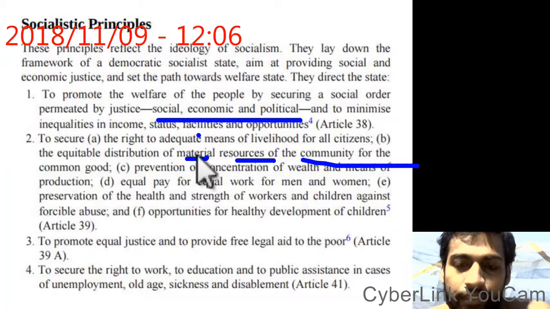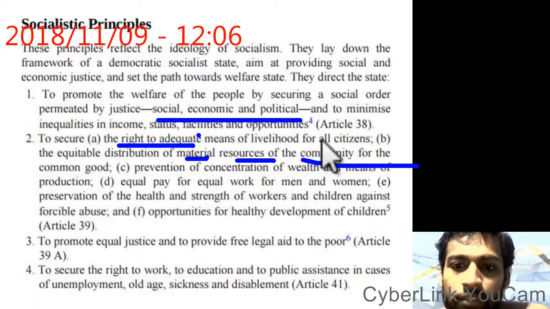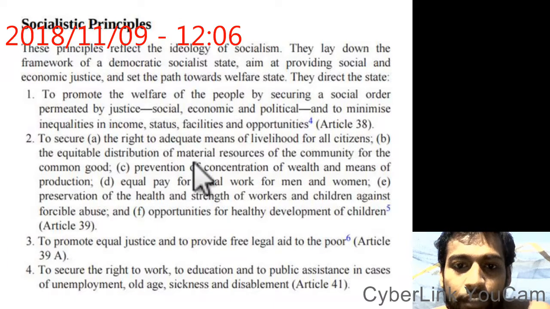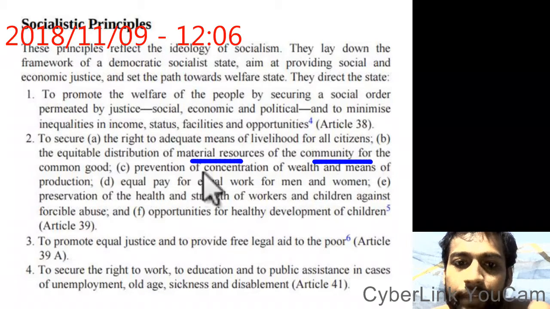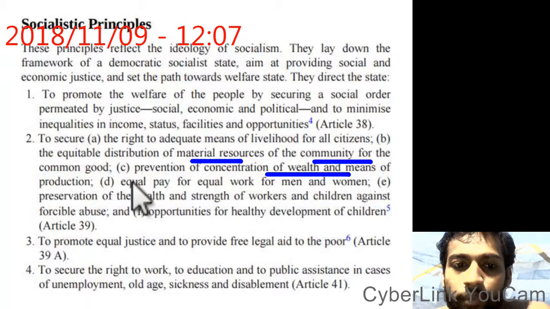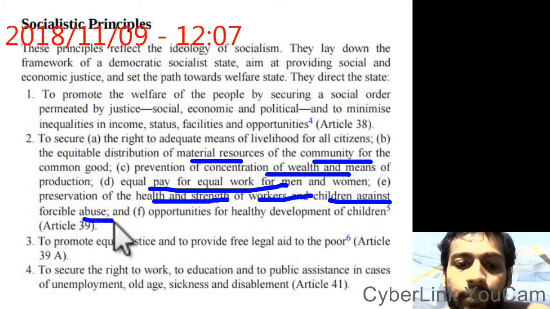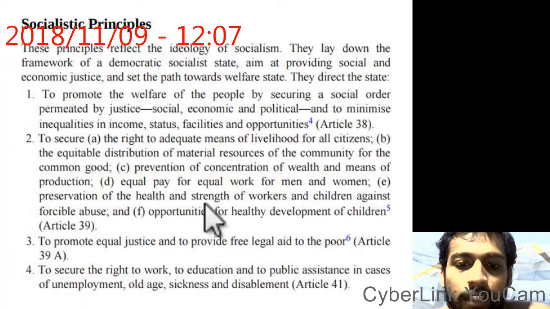And Article 39 describes some important rules: to secure the right to adequate means of livelihood for all citizens, and to distribute material resources equally for the common good, prevention of concentration of wealth and means of production, equal pay for equal work for men and women, preservation of the health and strength of workers and children against forcible abuse, and opportunities for healthy development of children. Article 39 is very, very important.